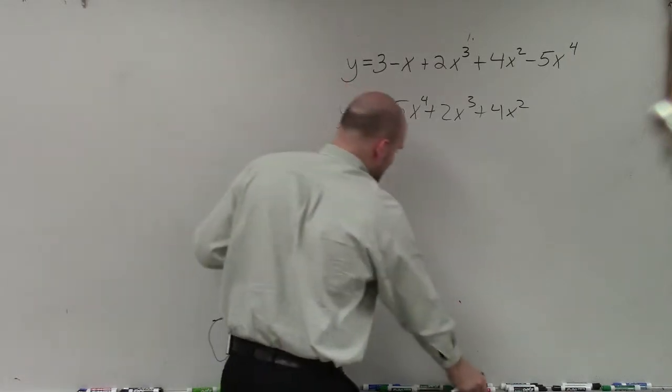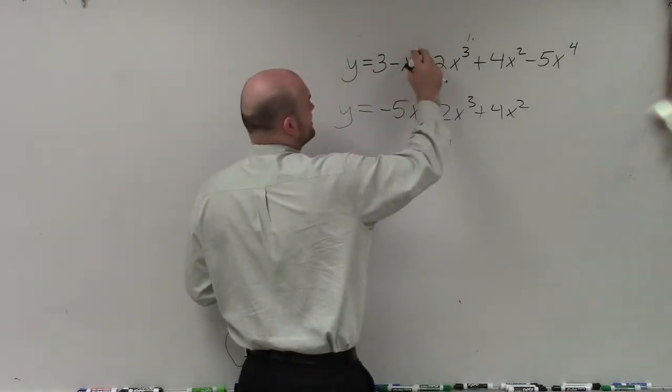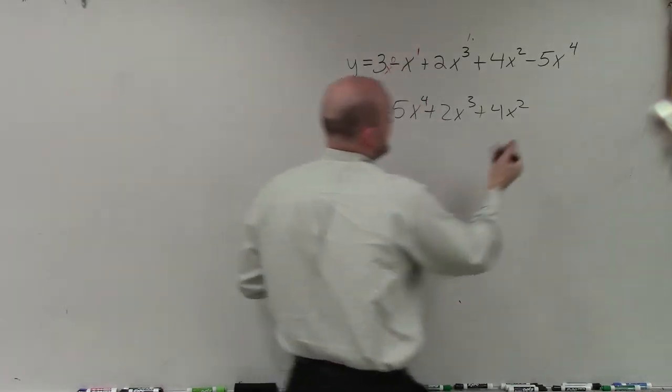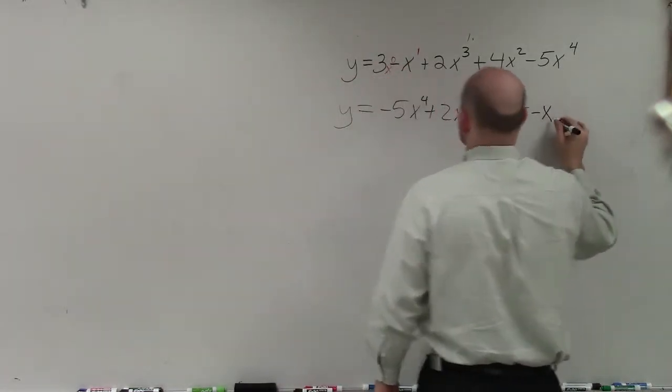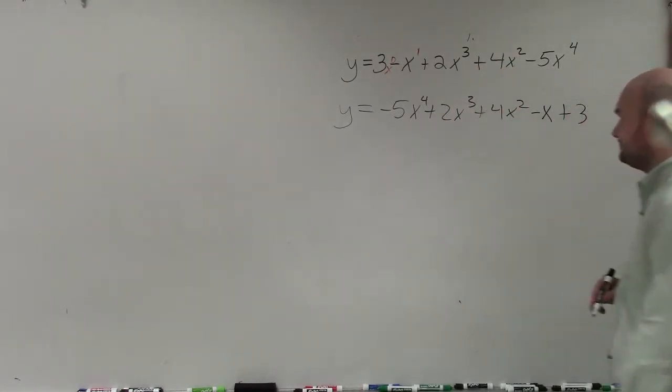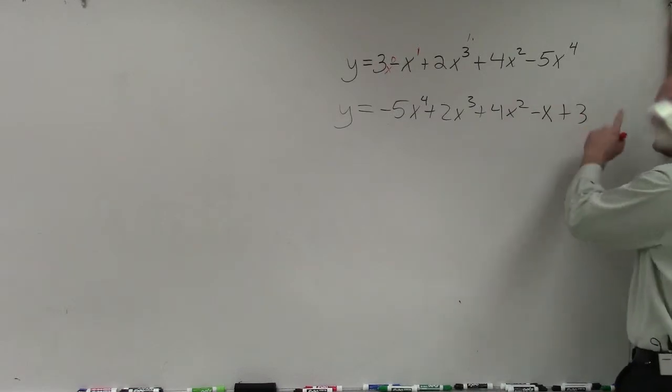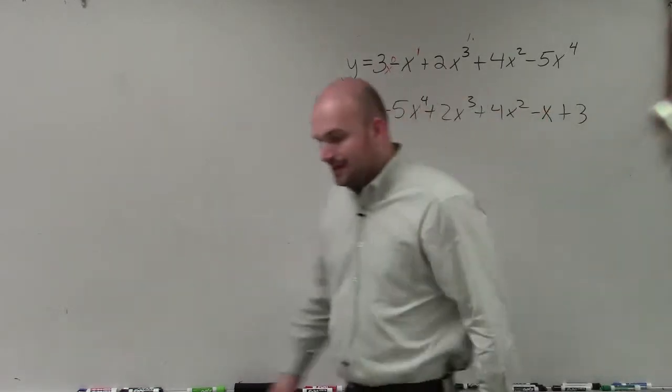Well, remember, ladies and gentlemen, we don't always write it, but this is really x to the first, and this is really x to the 0 power. So then the next term would be negative x, and then plus 3. All right? It's really going 4, 3, 2, 1, and then 0. It goes all the way down to there.